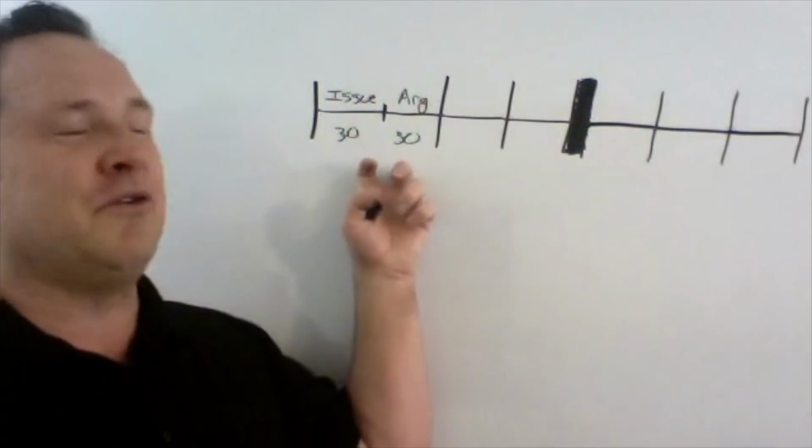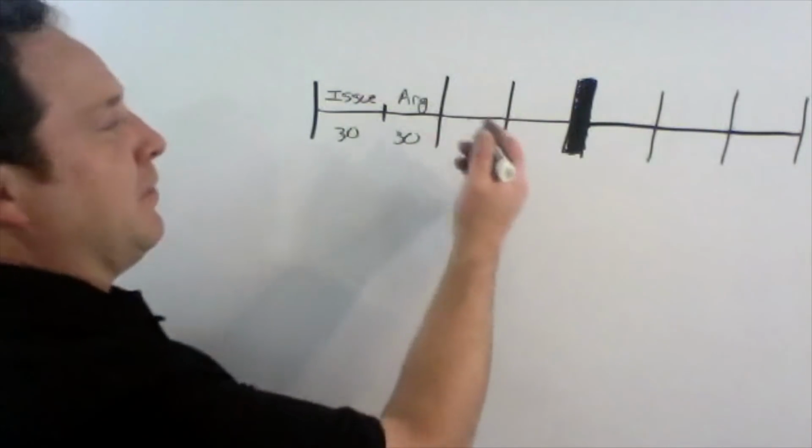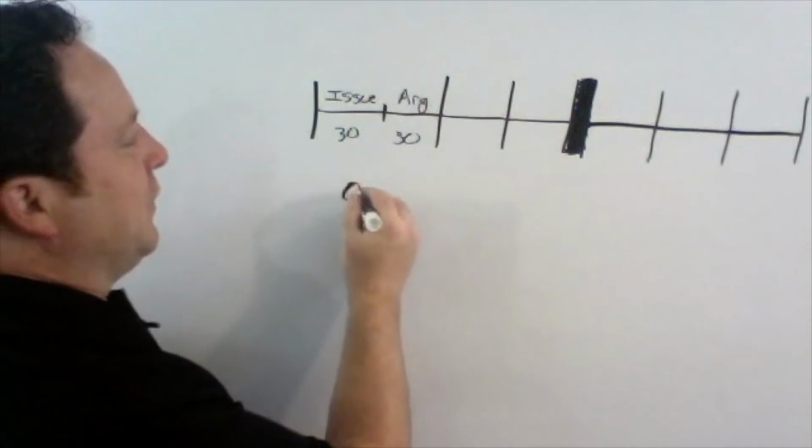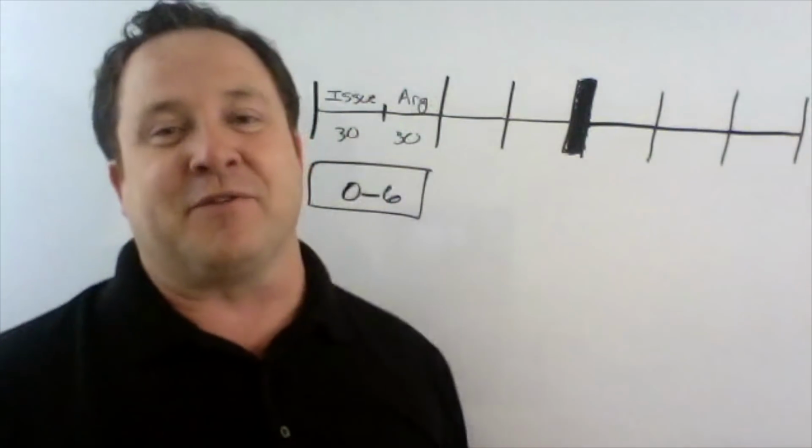So those are your 2 essays, and you do get a separate essay score at the end of the test, and your essay goes from 0 to 6. So that is kind of separate from the rest of your scores.